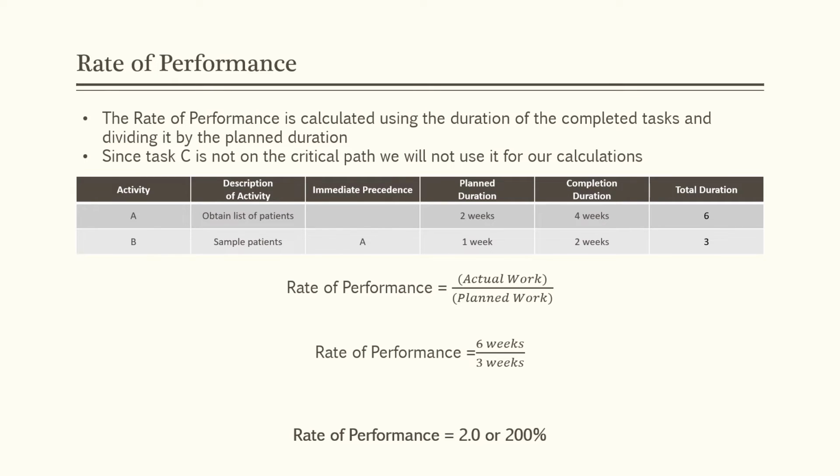From the given table, you can see that the total actual duration for the first 2 tasks is 6 weeks, while the expected duration is 3 weeks. We will divide the actual duration by the planned duration, which gives us 2.0 or 200%. This means that the actual duration to complete the project is twice as long as the planned duration.